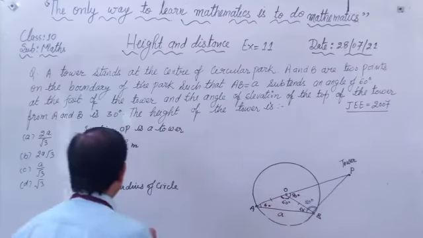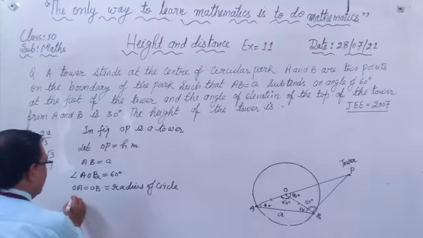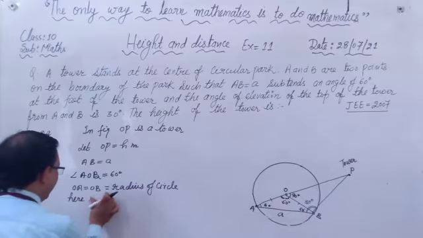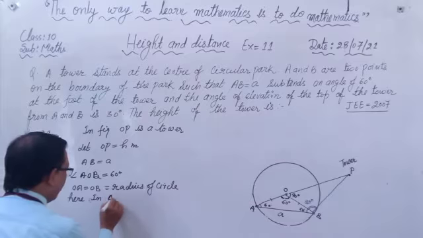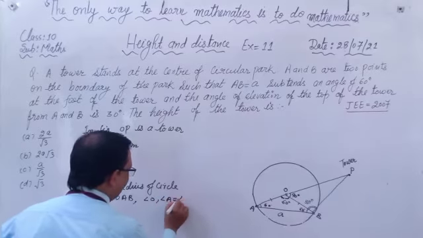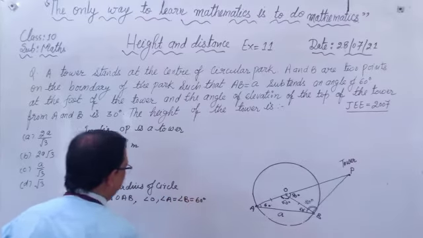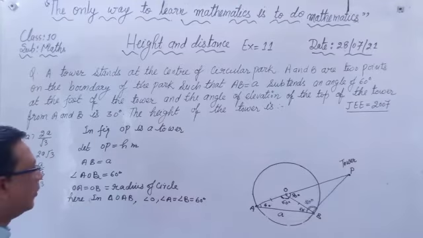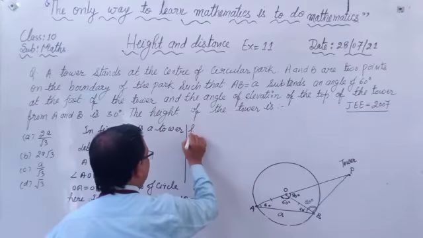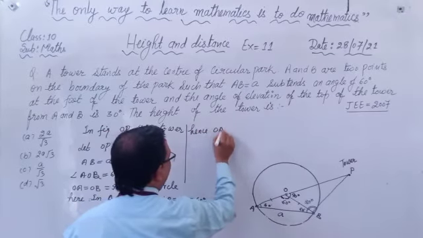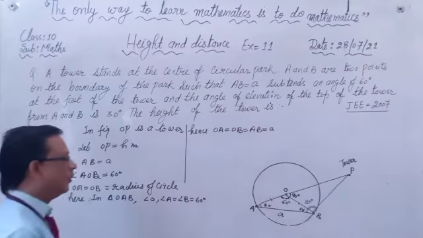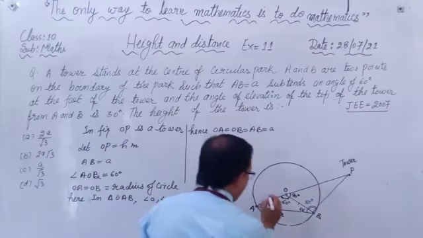Hence in triangle OAB, angle O is equal to angle A is equal to angle B, all are 60 degrees. तीनों एंगल 60 हो गए. It means our triangle OAB is an equilateral triangle. Hence OA is equal to OB is equal to AB, all are a. It means this is also a and this is also a.